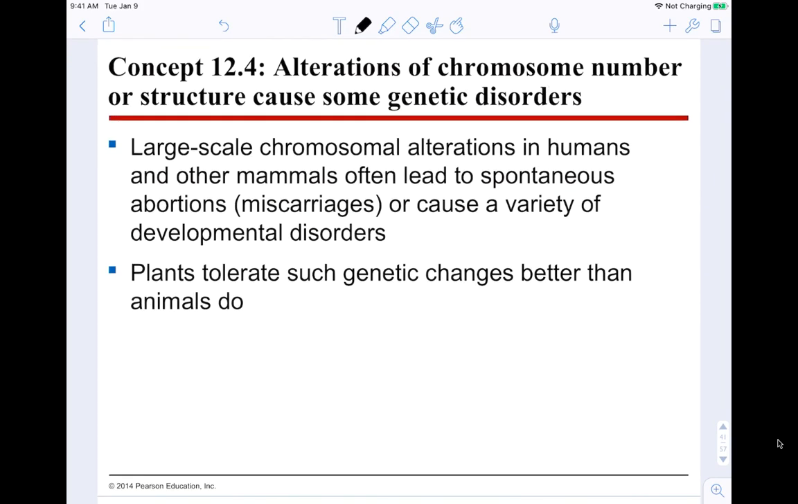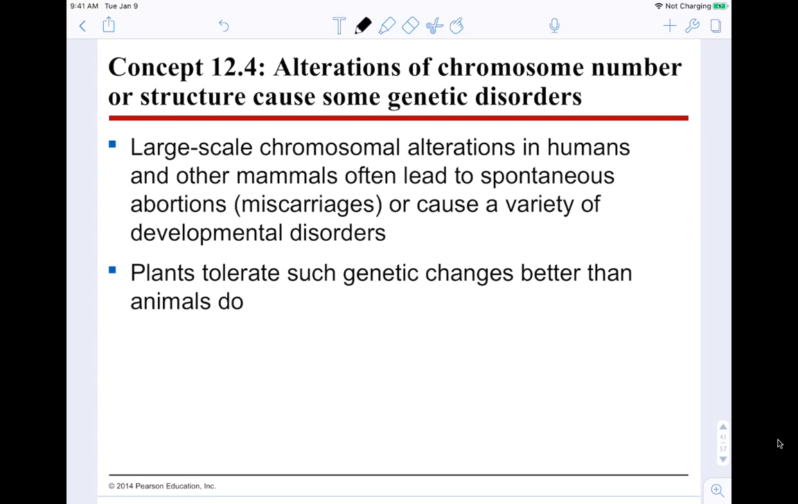Okay, so alterations of the chromosome number or structure can cause genetic disorders. Makes sense, because if you're missing chromosomes or you have too many chromosomes, you'll either have not enough information or way too much information. It's going to cause some sort of large-scale havoc on the body. So, like I said, large-scale chromosomal alterations in humans and other mammals often lead to spontaneous abortions or miscarriages. It's actually the reason why there are miscarriages. You know, some people like to shame mothers for that, but it has literally nothing to do with them and everything to do with the genetics.